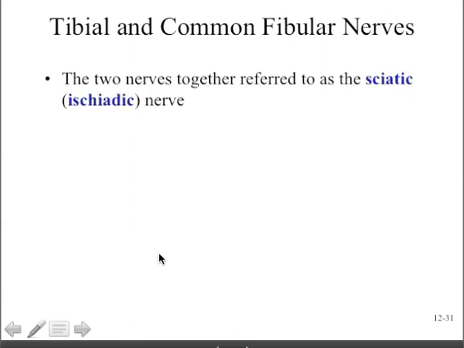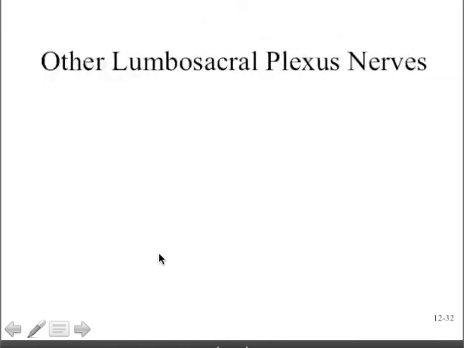The tibial and common fibular nerves are important. These two nerves together are referred to as the sciatic nerve, and it's one of the thickest nerves in the body, and as a result is often impinged. This condition is known as sciatica, and what we find in individuals that have pressure on this nerve is that we have problems with numbness and tingling and motor control in the lower limbs.